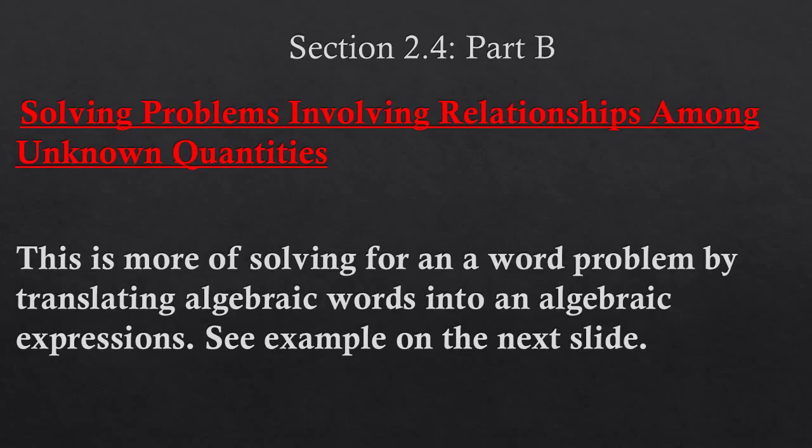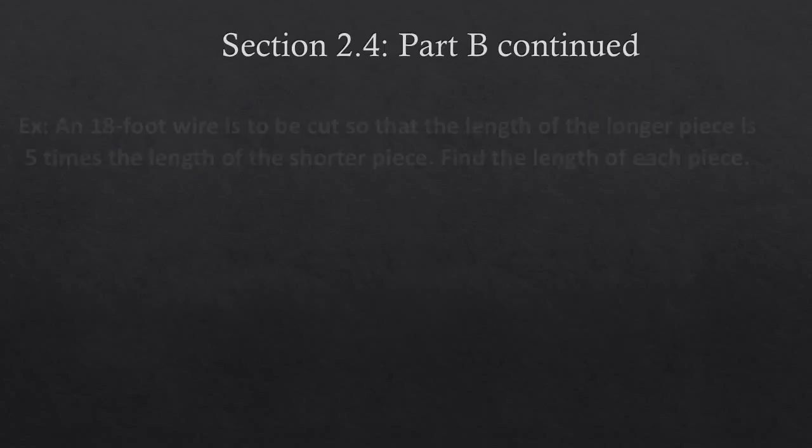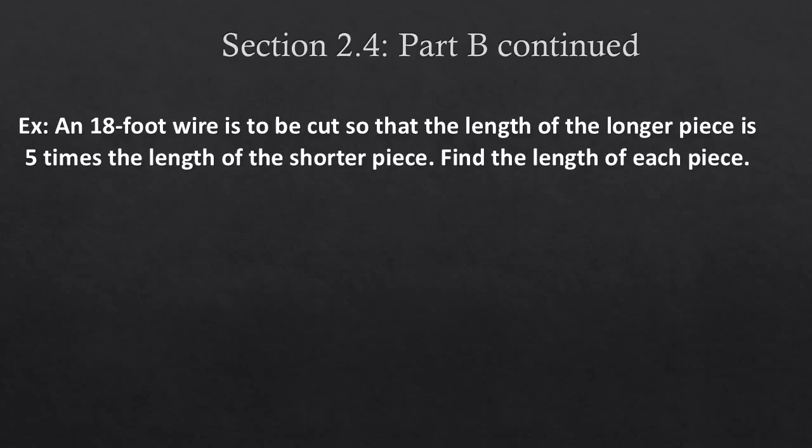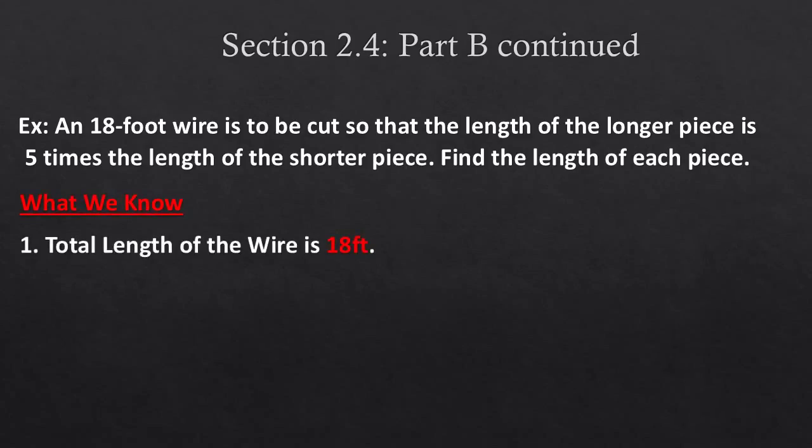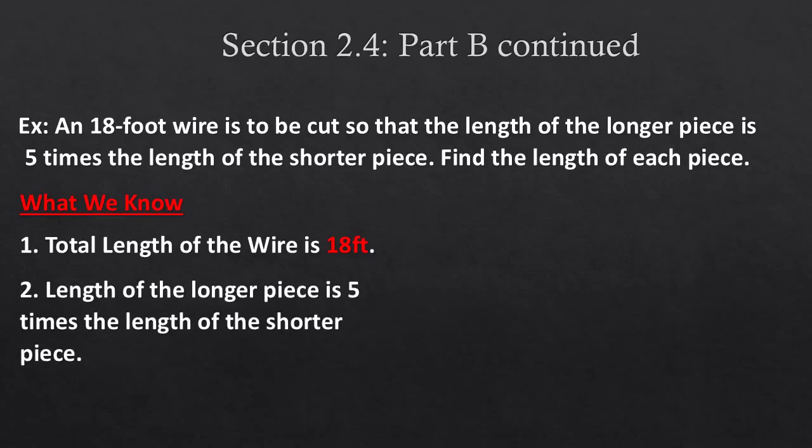Solving problems involving relationships among unknown quantities. This is more of solving a word problem by translating algebraic words into an algebraic expression. See the example on the next slide. An 18-foot wire is to be cut so that the length of the longer piece is 5 times the length of the shorter piece. Find the length of each piece. What do we know? 1, the total length of the wire is 18 feet. That is in the reading. 2, the length of the longer piece is 5 times the length of the shorter piece. That needs to be translated into an algebraic expression.